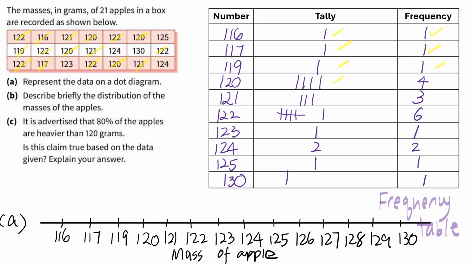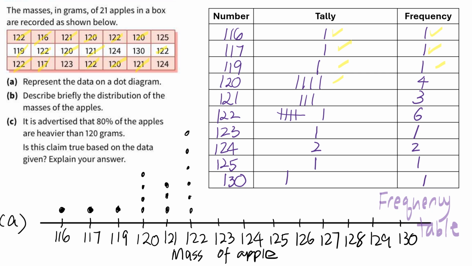Okay, this is how you do it. If you look at 116, there's only one miserable apple that has mass 116. So you use a little dot. That's called the dot, D-O-T diagram. And then 117 is also a dot. 119 is also a dot. 120 are 4 dots in a particular line. 121, 3 dots. 122 are 6 dots altogether.